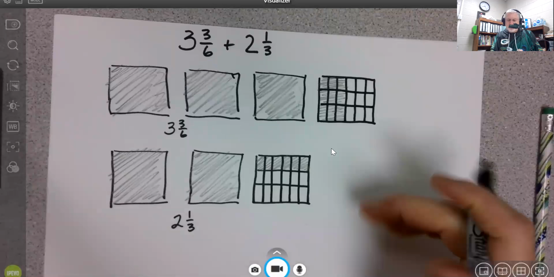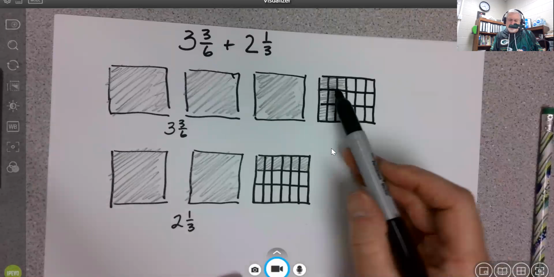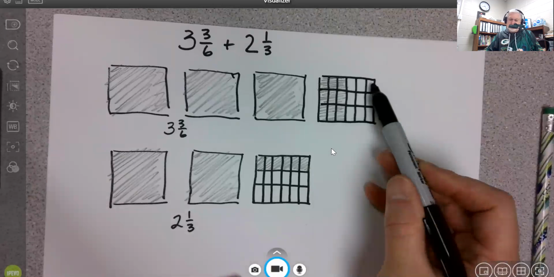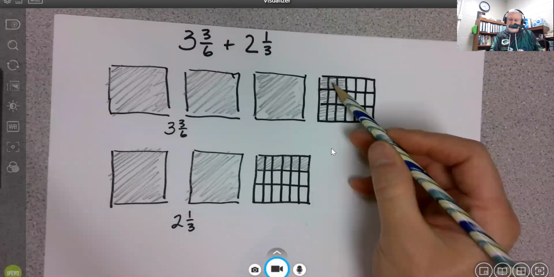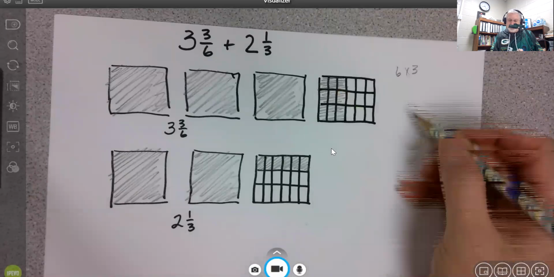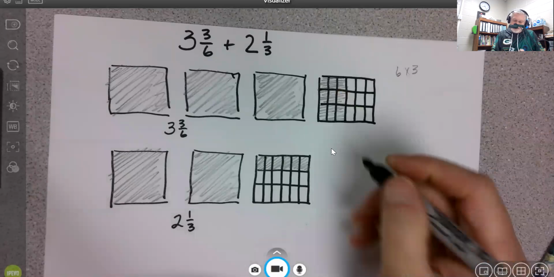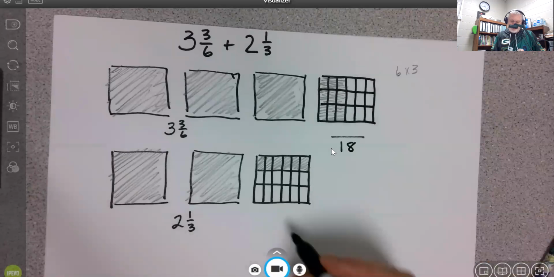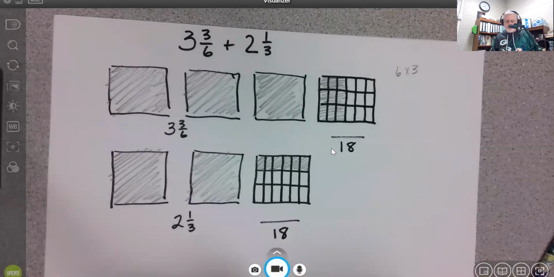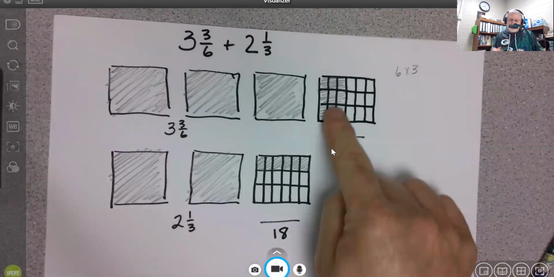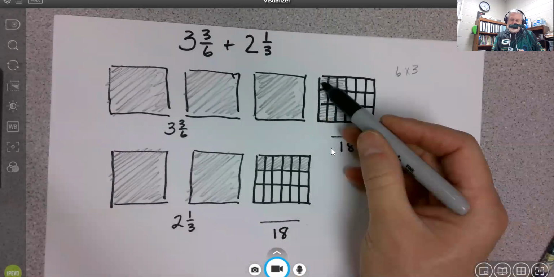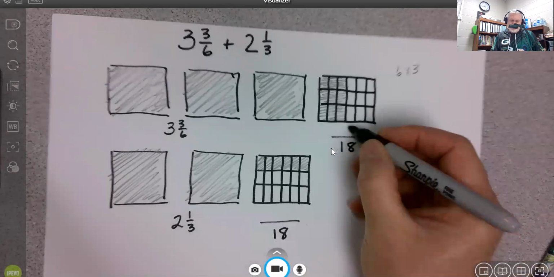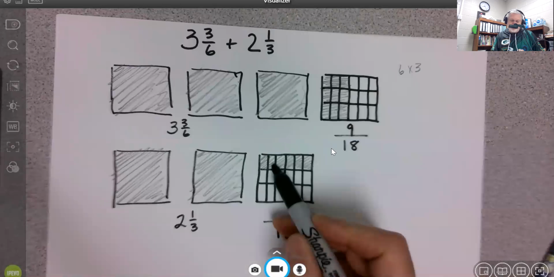Now I'm going to count how many parts are in my whole. Well, I know I have 1, 2, 3, 4, 5, 6 going across. So 6 are in each row. I have 3 rows. So 6 times 3 is 18. So 18 is in my denominator. And this looks the same, so I have 18 there. Now I have to count how many are shaded. Well, this is a 3 by 3. So 3 going across, 3 going down. So 3 times 3 is 9. And in this I have 1 row, 1, 2, 3, 4, 5, 6.